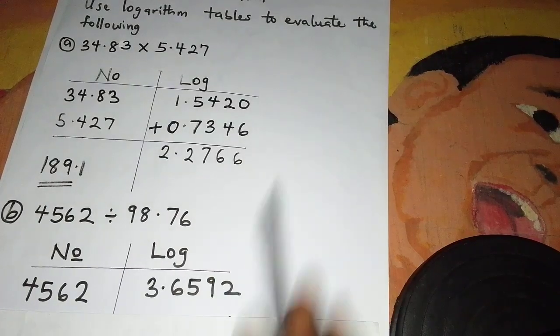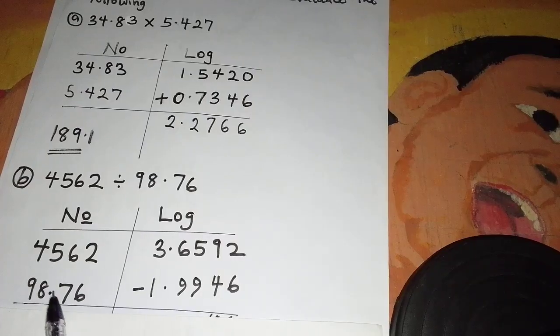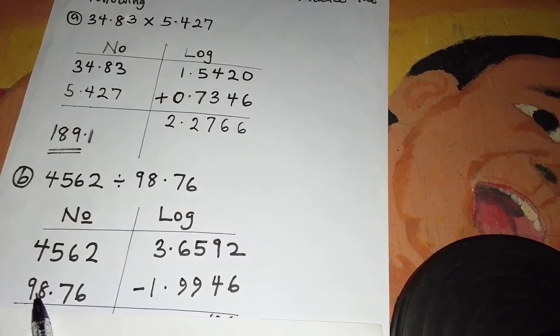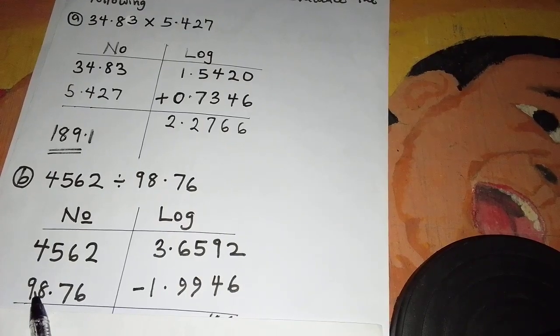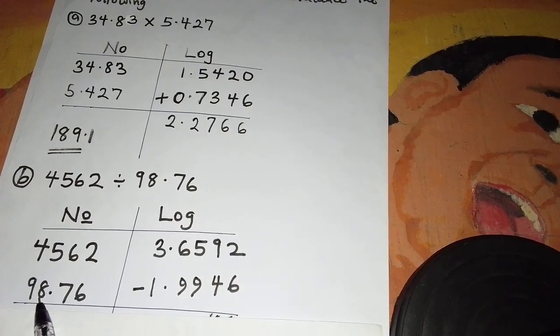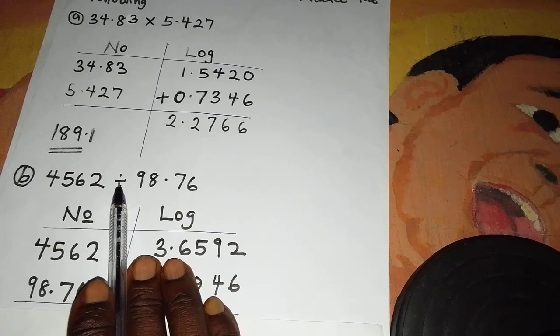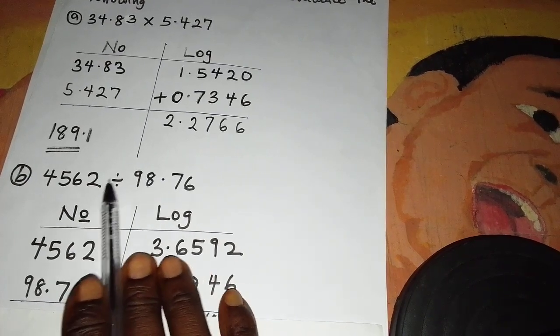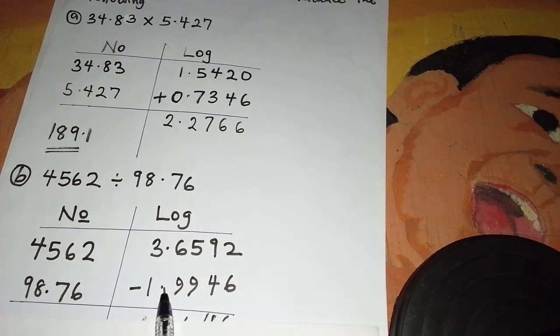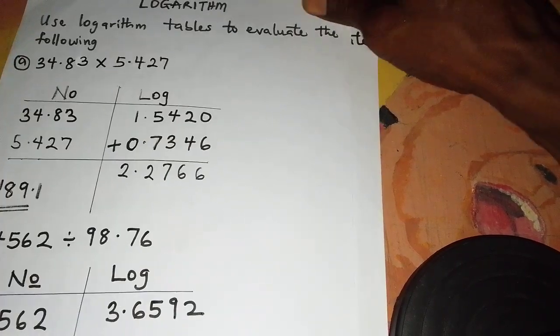Then again, you are going to look for the logarithm of 98.76. First of all, move the decimal point once to have a unit number before the decimal. So that is 1 point. Now look for 98 under 7, difference of 6, which will give you 9946. Because you have to divide these numbers, you subtract their logarithms. When you subtract, you get 1.6646.